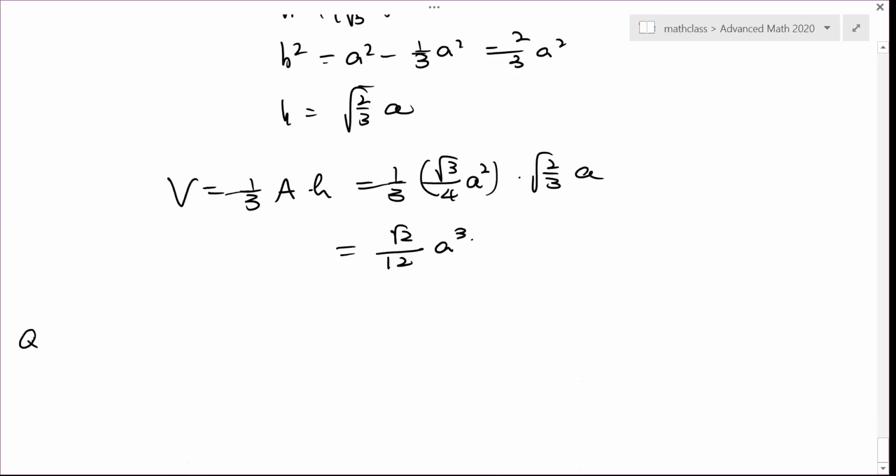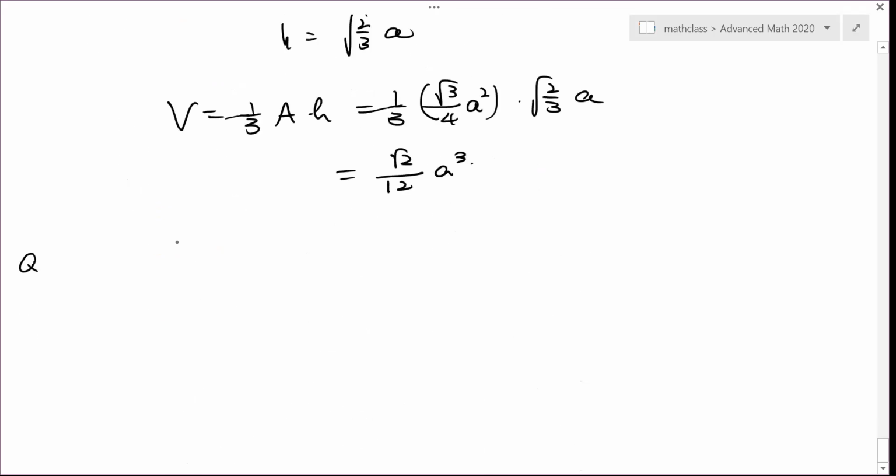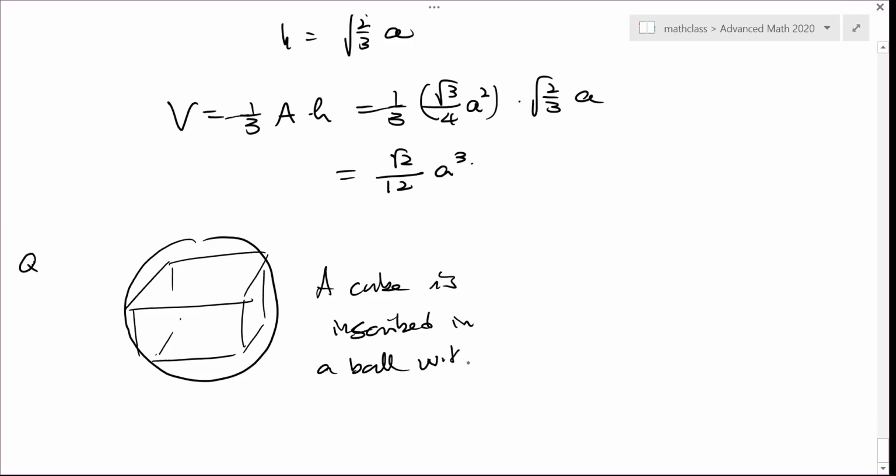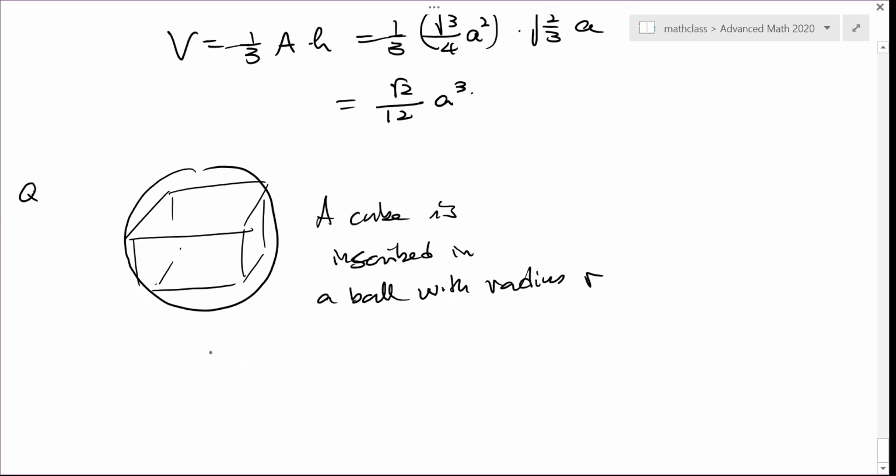So our next problem will be: a cube is inscribed in a ball with radius r. Express the volume of the cube in terms of r. What is the volume of the cube?